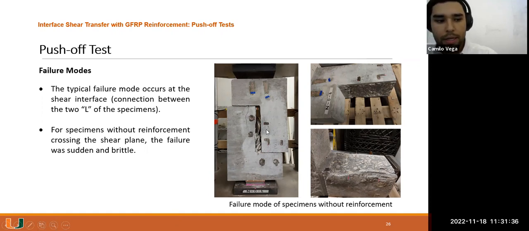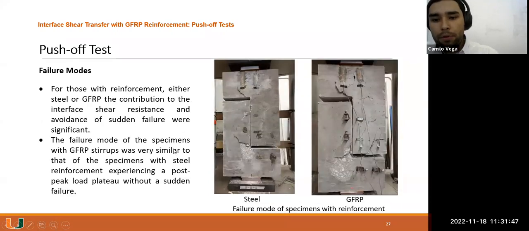So this picture shows the failure mode of the specimen without reinforcement. So as I mentioned, sudden and brittle. However, for those with reinforcement, either steel or GFRP, the contribution to the interface shear resistance and avoidance of sudden failure were significant. So for example, in the specimens with GFRP reinforcement, where a brittle failure was expected due to the linear elastic behavior of this material, the result was totally opposite, as seen in the graph.